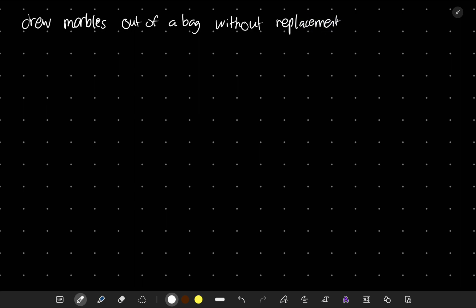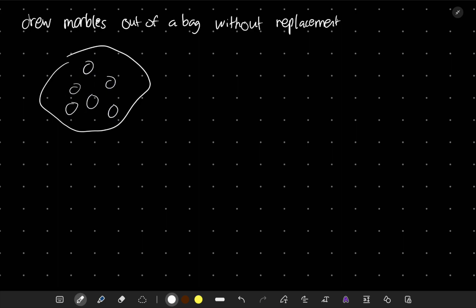Here's another one. Let's say I just drew marbles out of a bag without replacement. Replacement means I don't put it back. So if I have like this bag, right? And then I have a bunch of marbles right here. So let's say that's 6 of them. If I took one out, the first one is going to be 1 out of 6.